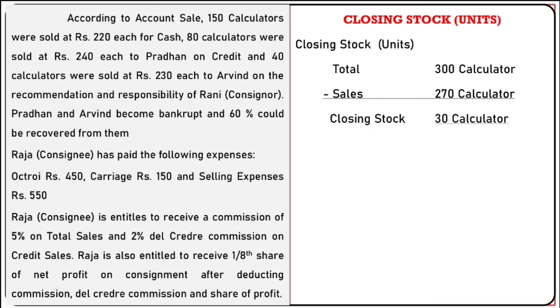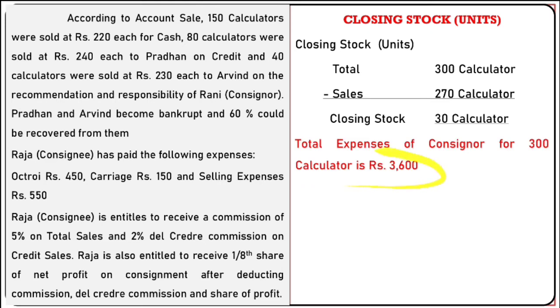Here we have total 300 calculators. Out of that, sales 270. So closing stock is 30 calculators. Now for 30 calculators, we have to add proportionate expenses of consignor as well as proportionate expenses of consignee. તો આપણે એ એડ કરીશું.